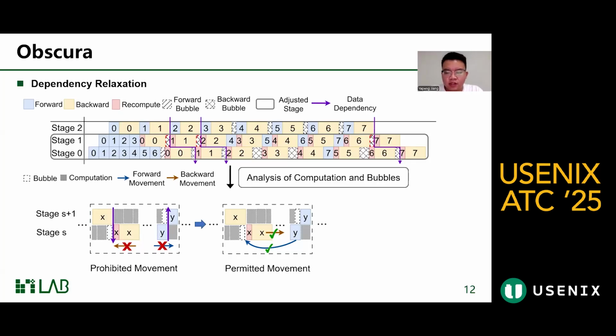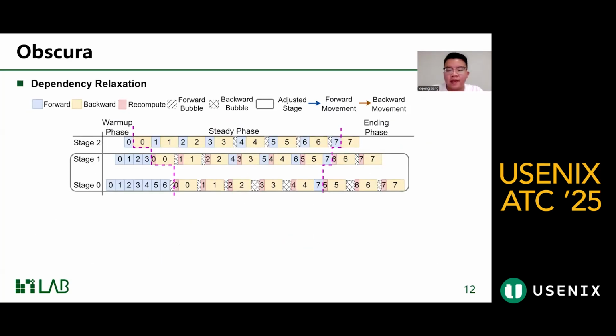However, the opposite movements are allowed without violating interstage dependencies, as shown in the middle graph. This results in better utilization of backward bubbles, as seen in the right graph, leading to reduced execution time. Thus, we apply dependency relaxation to the Stallman pipeline in two steps.